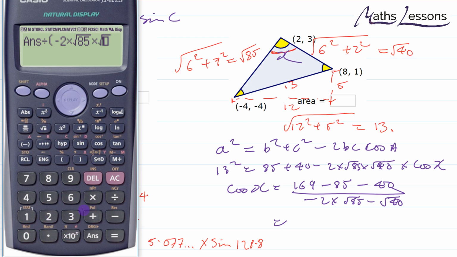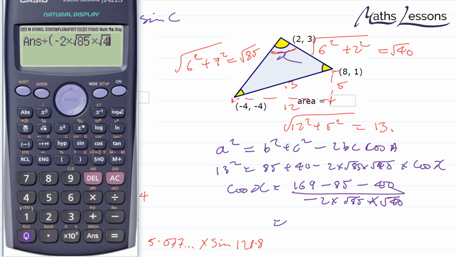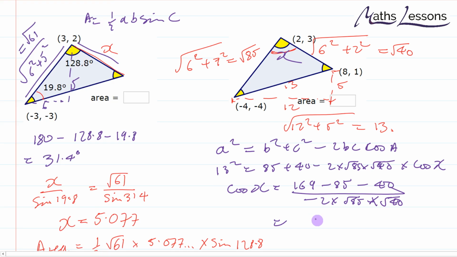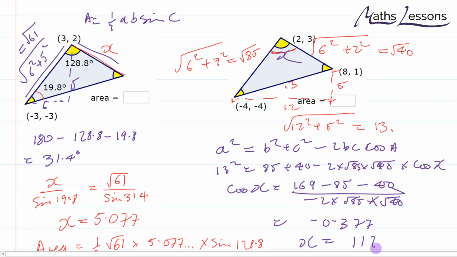That minus shouldn't be there, so there should be a times there, shouldn't it? Get my calculator back. Square root of 40. Close brackets there. And I get minus 0.377. So therefore x will equal the inverse cos of that. So let's do shift cos of my answer, and I get 112 point whatever degrees.